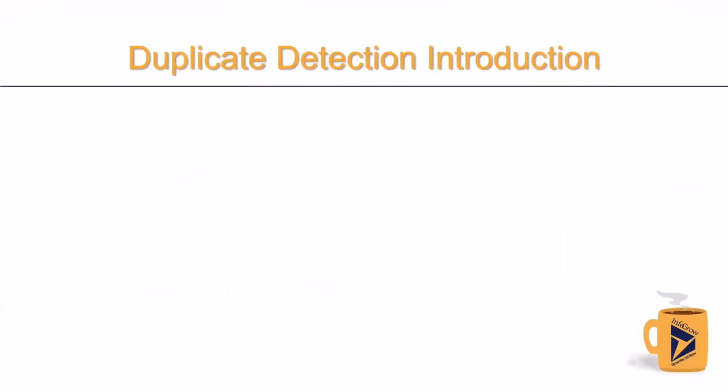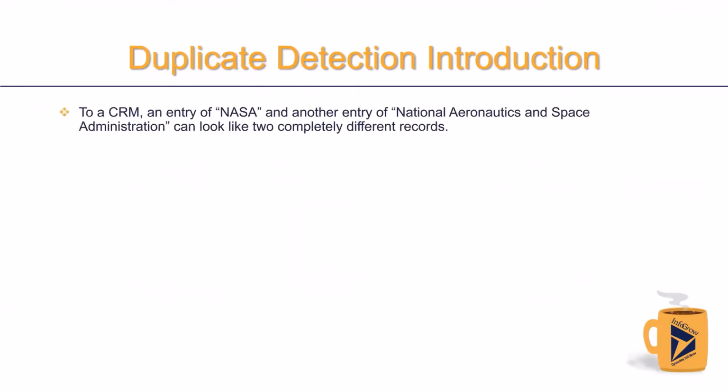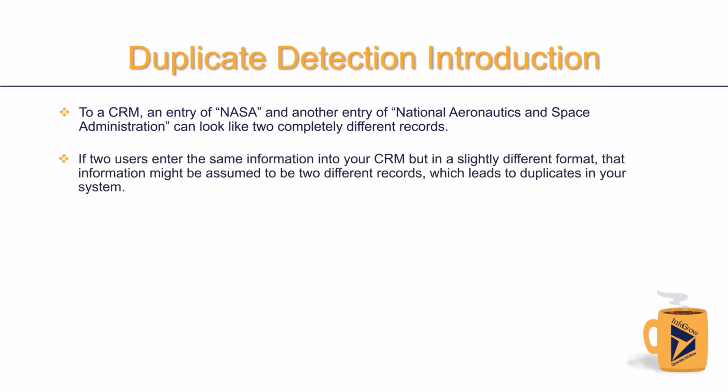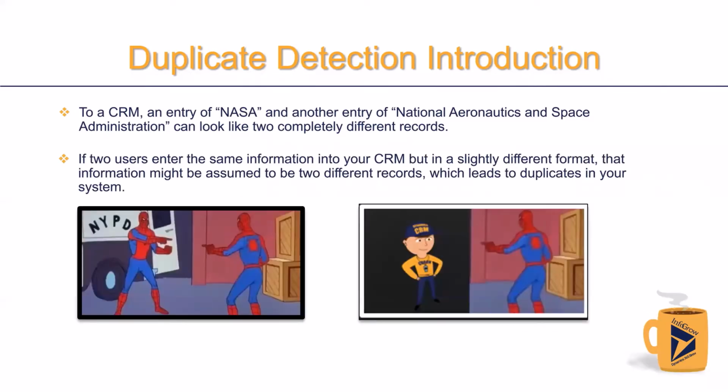So what is duplicate data? To a CRM, an entry of NASA and another entry of National Aeronautics and Space Administration can look like two completely different records. Stemming off of that example, if two users enter the same information in your CRM but in a slightly different format, that information is assumed to be two different records. This then leads to duplicates in your system. Duplicate data is bad data, is inaccurate, and it can lead to missed sales opportunities, inaccurate reporting, poor decision making, and targeting, amongst other matters in your organization.